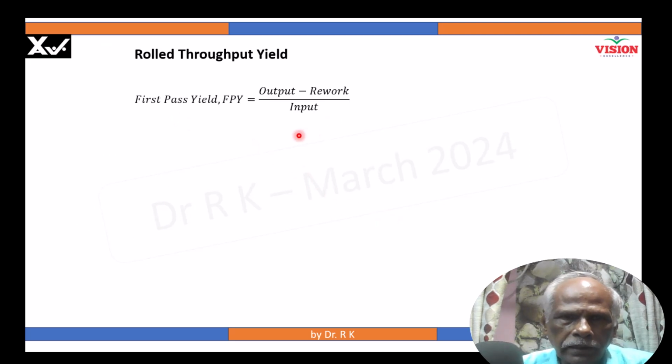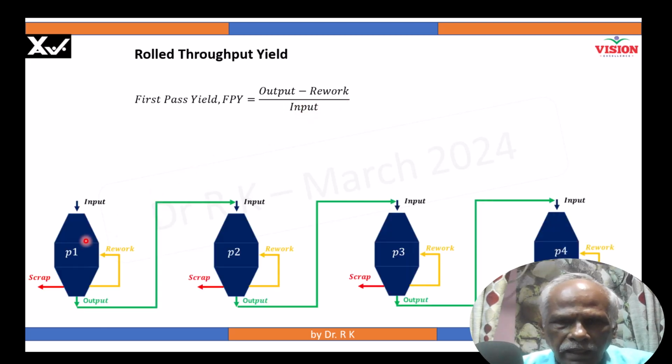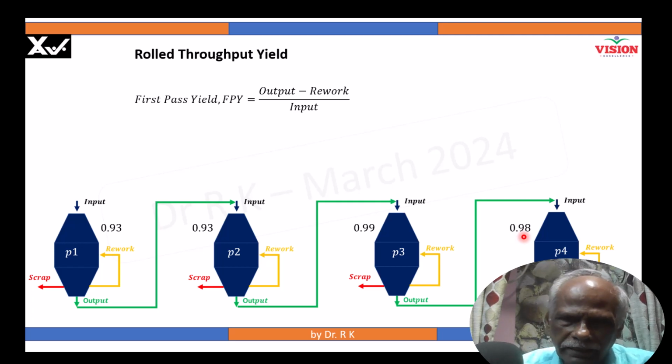Rolled throughput yield. First pass yield, you know, is output minus rework divided by input. Now, if there are 4 processes, each process will have a first pass yield. So, first pass yield for process 1 is 0.93. Similarly, for process 2, it is 0.93. First pass yield for process 3 is 0.99. And for the last process in the system, it is 0.98.